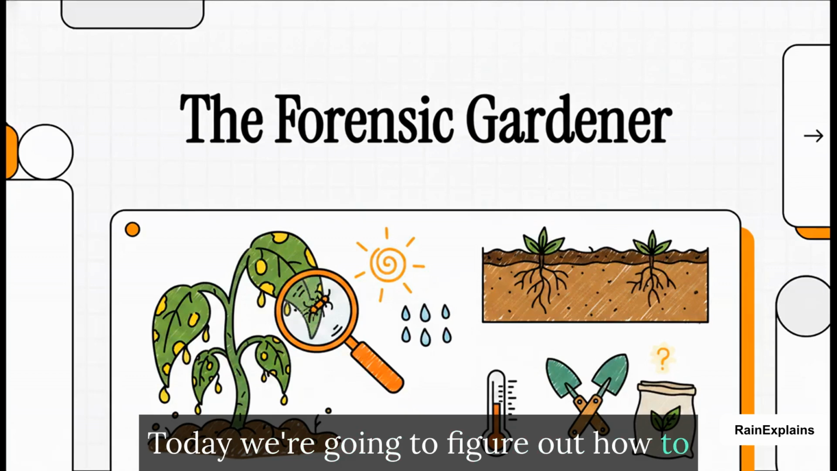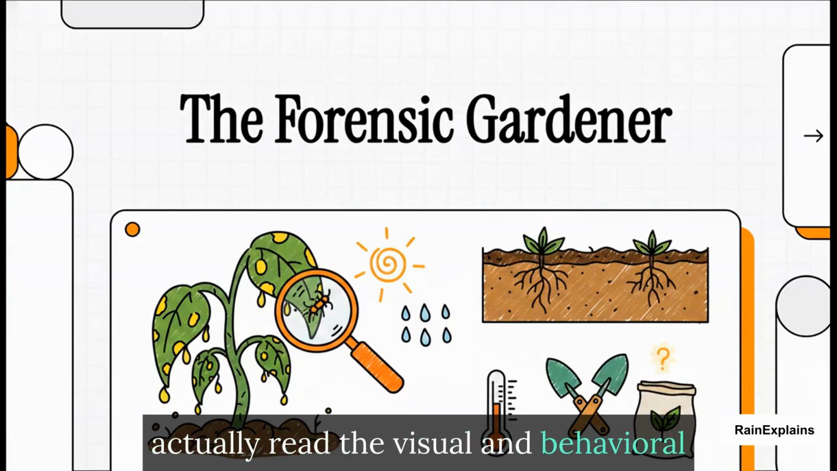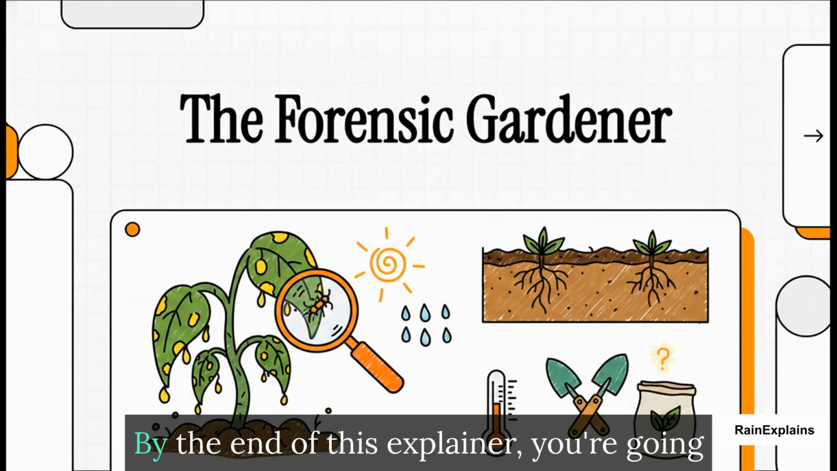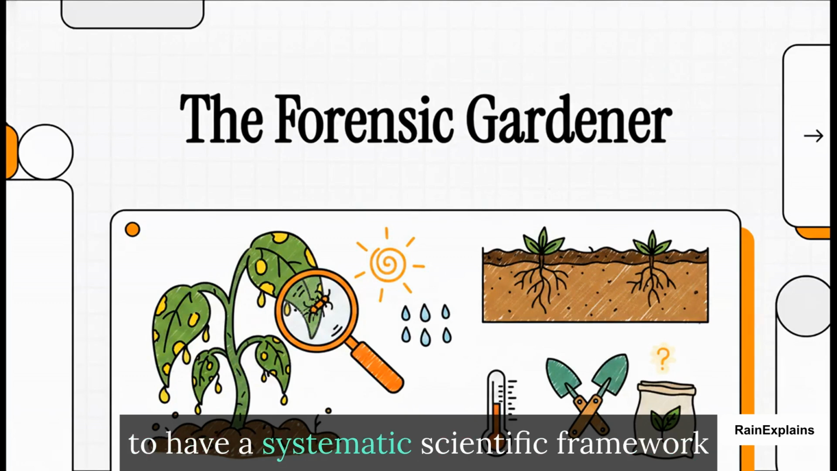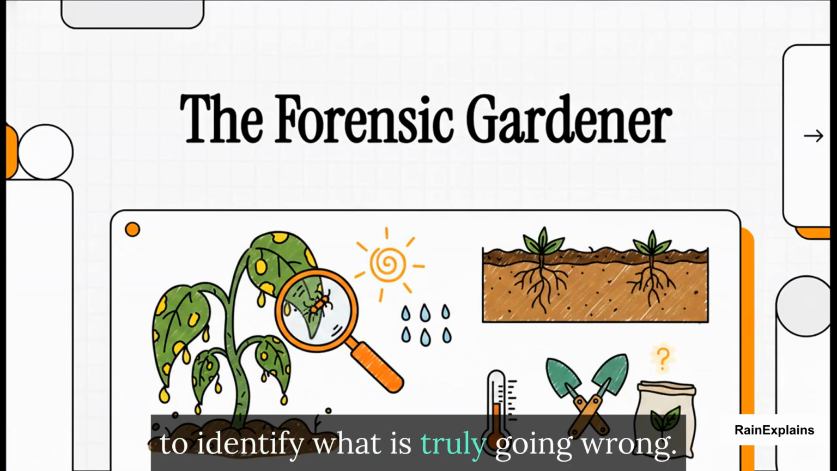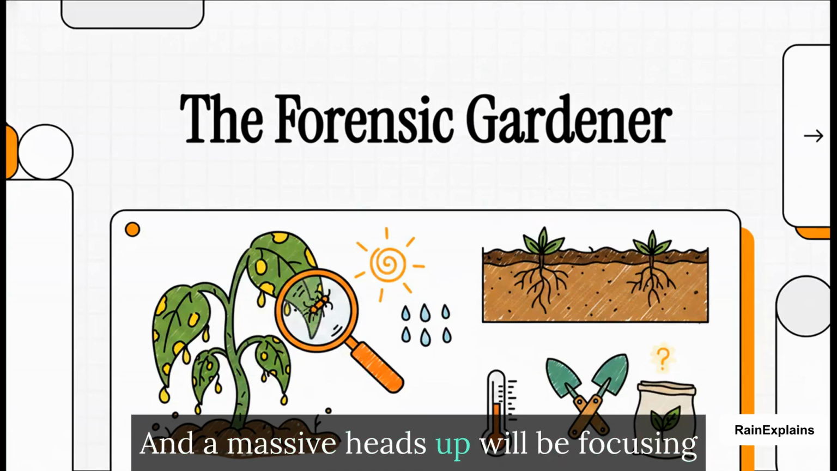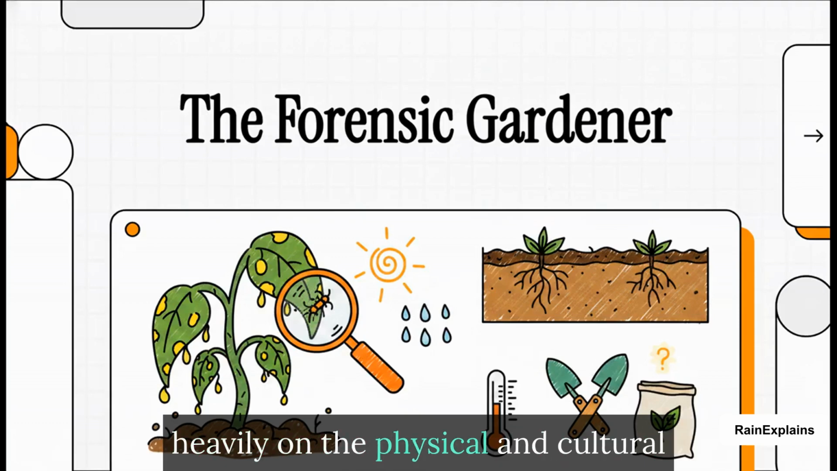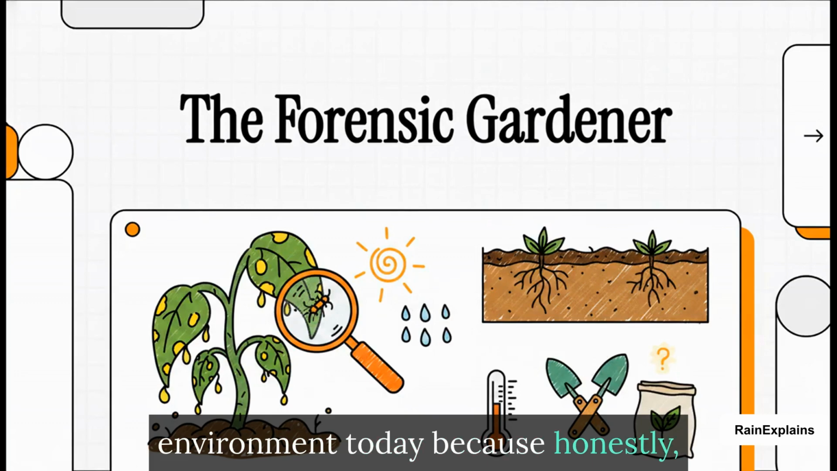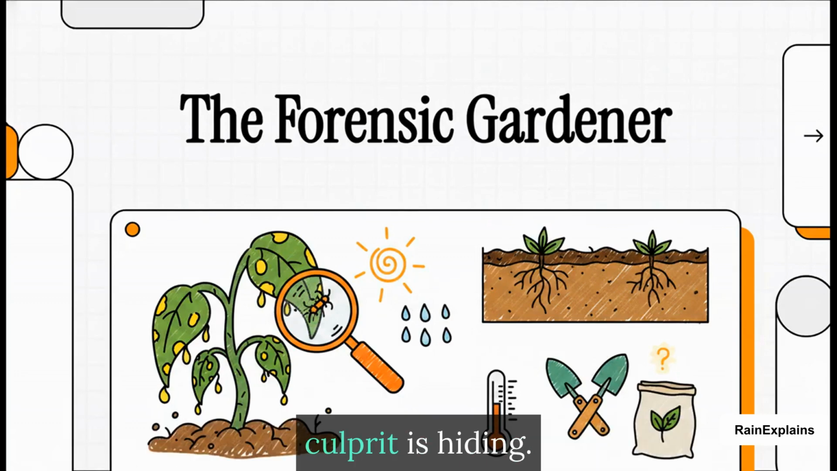Today we're going to figure out how to actually read the visual and behavioral signals your plants are sending you. By the end of this explainer, you're going to have a systematic scientific framework to identify what is truly going wrong. And a massive heads up, we'll be focusing heavily on the physical and cultural environment today because honestly, that is almost always where the real culprit is hiding.